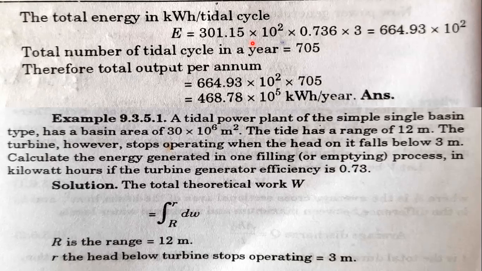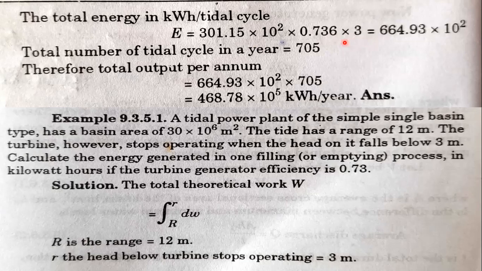Here 0.736 is for converting HP into kilowatts. If you convert the HP value into kilowatts, you will get the energy. So for converting the HP into kilowatts, we have to multiply by 0.736. This is the formula in HP. For converting into kilowatts, we are multiplying by 0.736. So hours taken is 3.